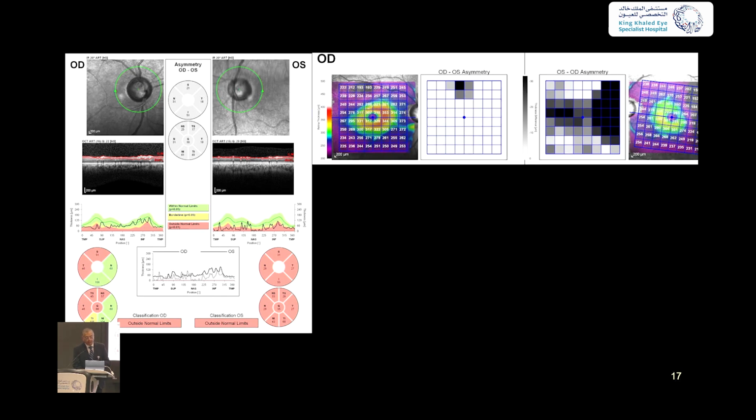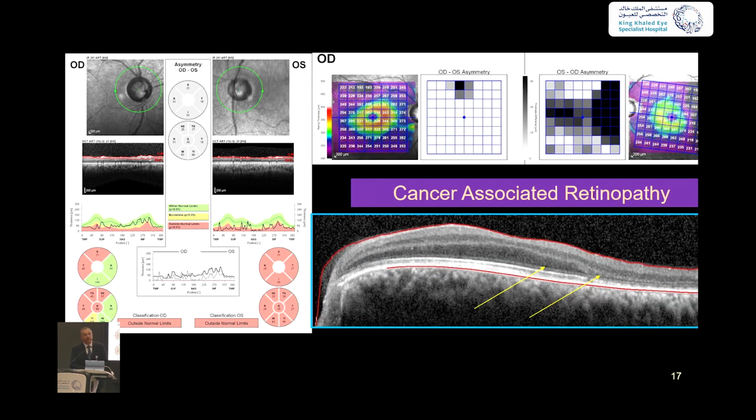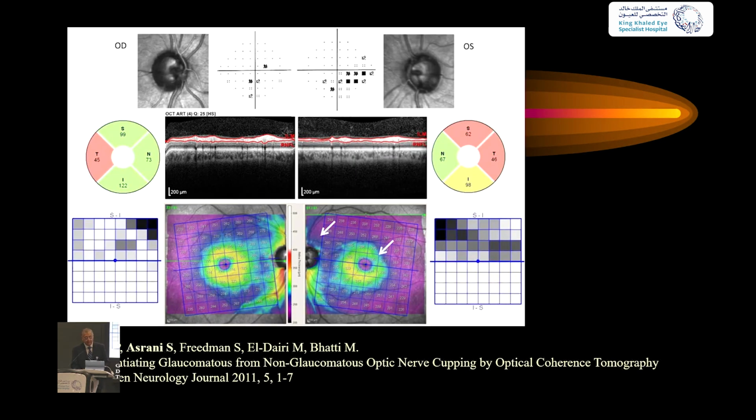So let's look at this one. There is no symmetry whatsoever, but the macular thickness loss is furthest away from the optic nerve. This turns out to be cancer-associated retinopathy. You can see the loss of the rods. The rods are lost, and that's why there is loss of nerve fiber layer and ganglion cells.